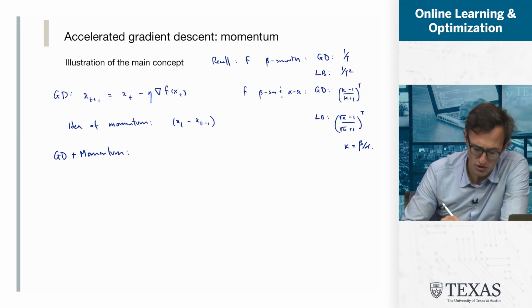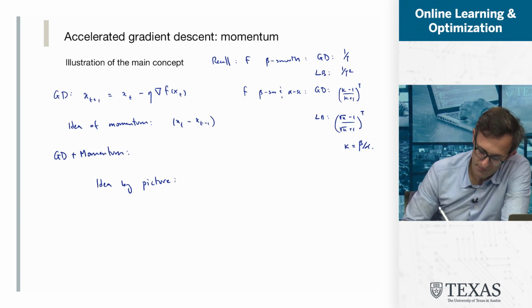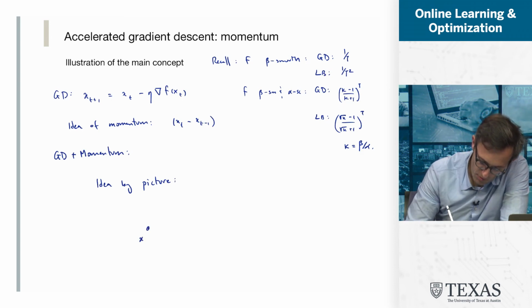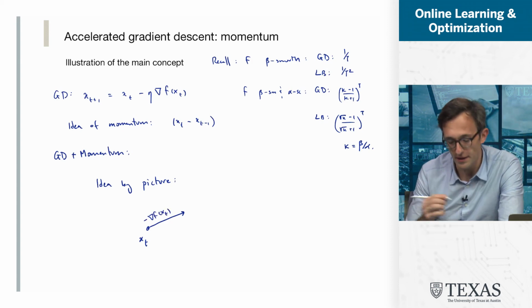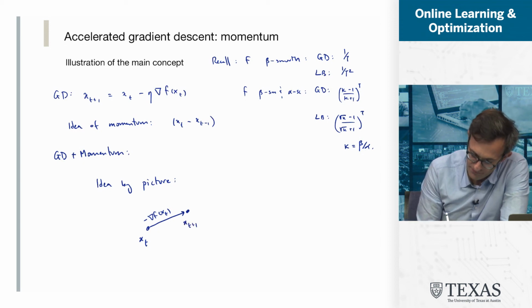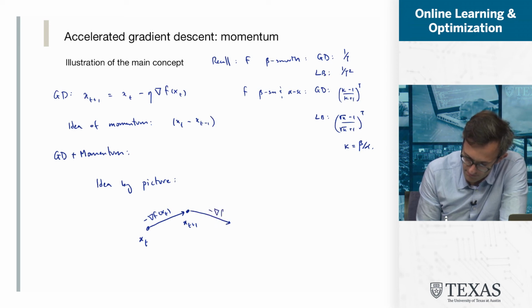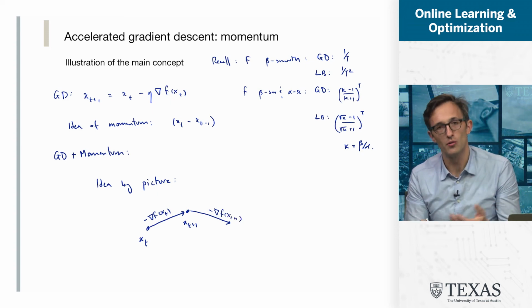So let me just draw a picture here. The idea by picture is that we're at xt, and the gradient is pointing in this direction. The minus gradient. We're always following the minus gradient. When we get to xt plus 1, the gradient is pointing in this direction. Again, minus gradient. Okay, so gradient descent would basically follow this path.